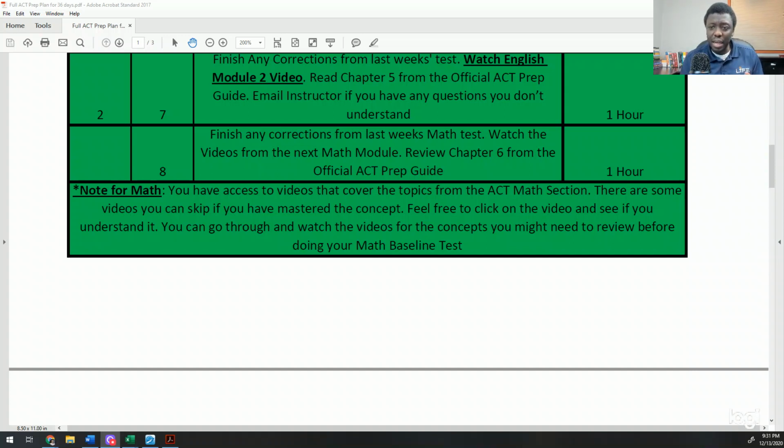The other thing that I'm assigning for this day for math is to read through chapter six of the official ACT prep guide, our red book. In that chapter, you would learn again the breakdown of the math section. I'm just going to look at a few of them here with you. So basically, you have number and quantity, algebra, functions, geometry, and statistics and probability. Those are the major categories of the math.